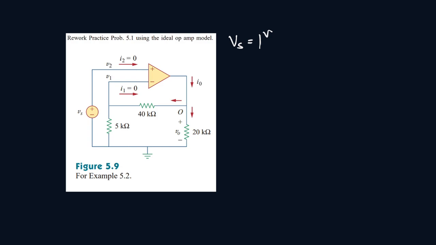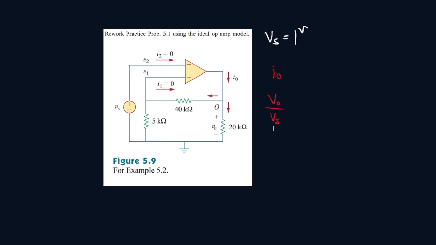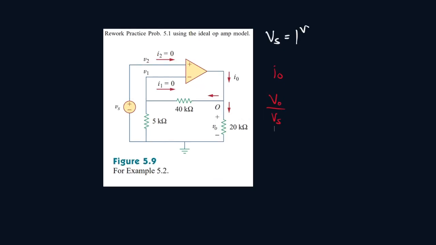Okay, so in the following circuit here, we have to find pretty much IO. Sorry, pretty much we have to rework from practice problem 5.1, and from that problem we have to find IO and VO over VS. Okay, so we're going to be working with an ideal op amp. In an ideal op amp, the current entering it will be equal to 0.